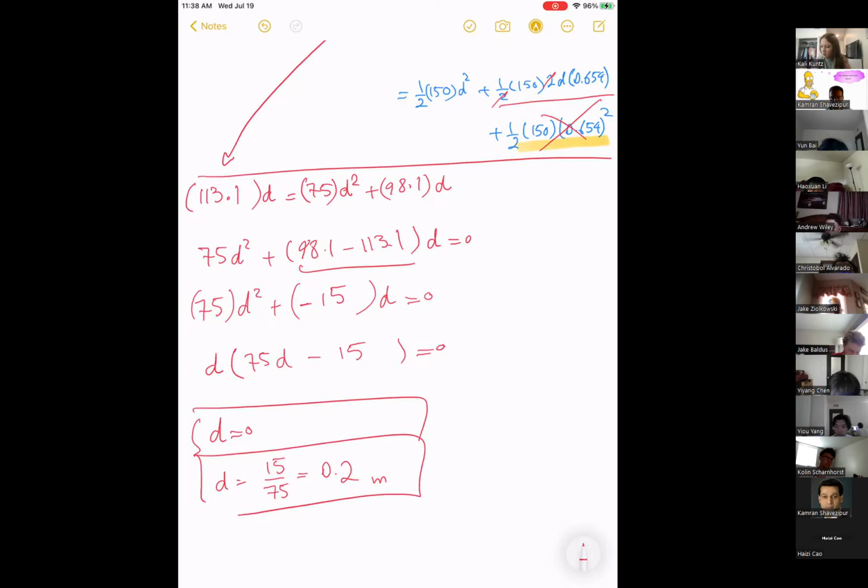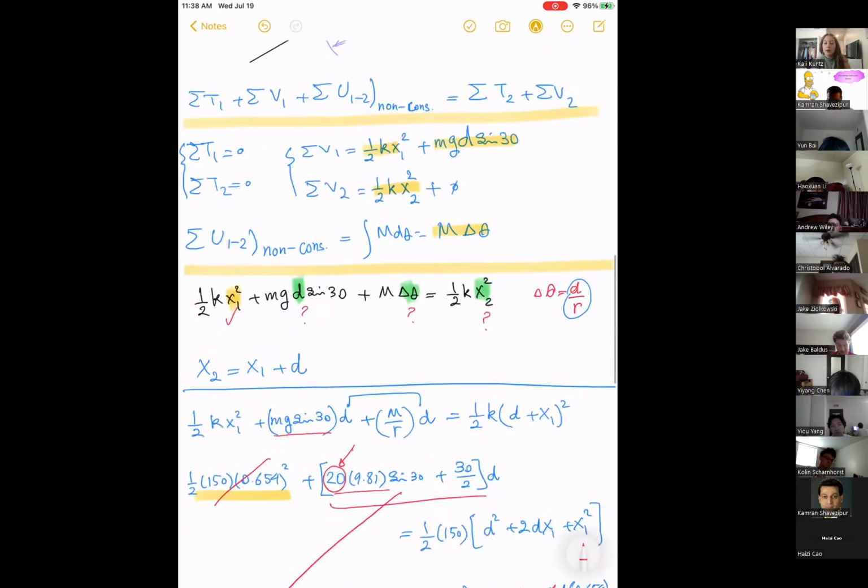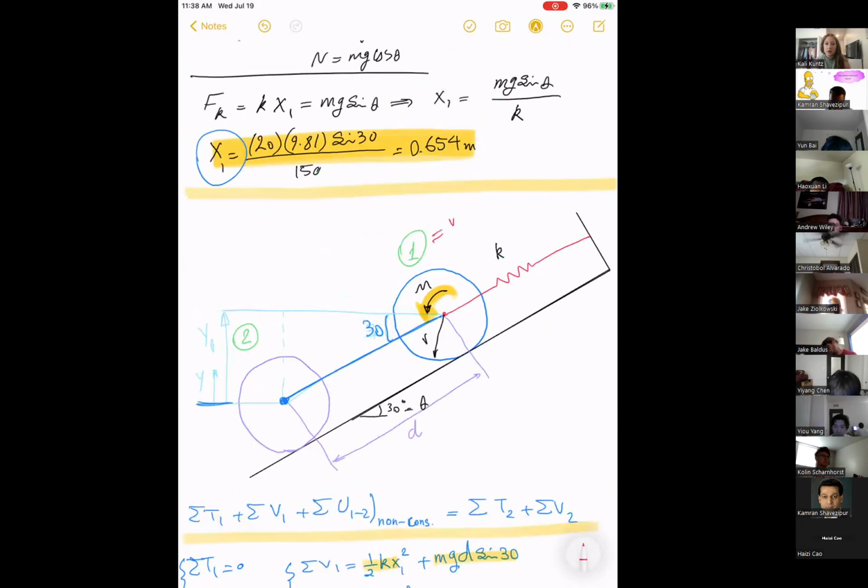Look at here for a second, please, everybody. The problem says in position 1, V is 0, and the final also V is 0. So interestingly, D equals 0 refers to this, D equals 0.2 refers to this. So one solution shows the initial point, D equals 0, when you have 0 velocity. One solution shows the final position when you have V equals 0 and D is 0.2. But what we are looking for is after displacement, so D is 0.2. Any question about this?